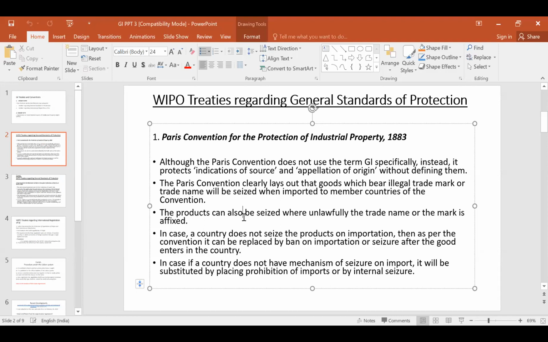And the Paris Convention says that the products will be seized where the trade name or the mark is unlawfully affixed, and a country should actually put a ban on the importation of such products where an illegal trade name has been used. However, there might be certain countries which might not impose a ban on importation, but once it is imported, there should be internal mechanisms, by internal seizure or by placing prohibition of import itself, so that the products with illegal trade name should not be registered or should not be allowed to come and be a part of the trade system in that particular country.